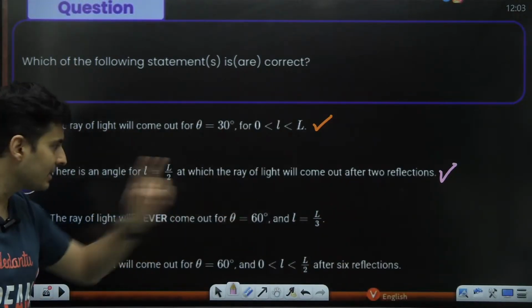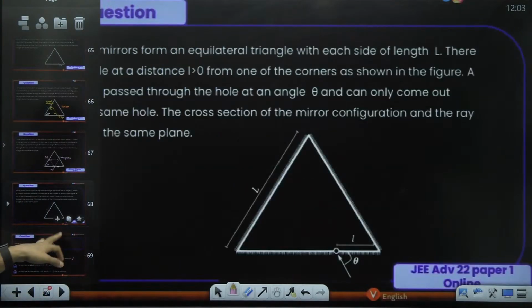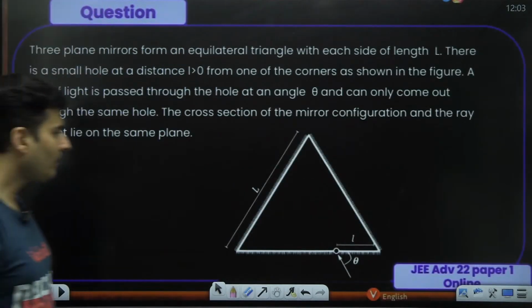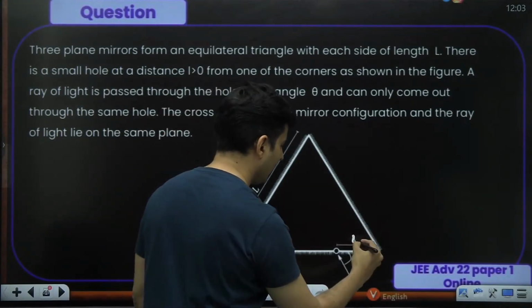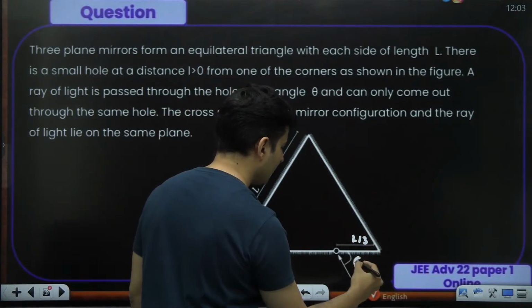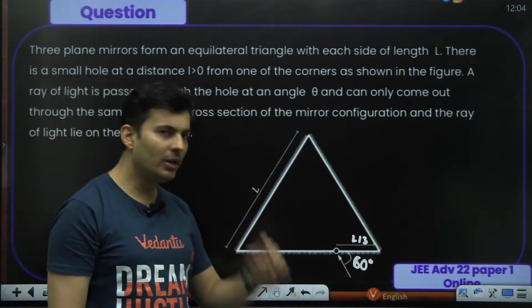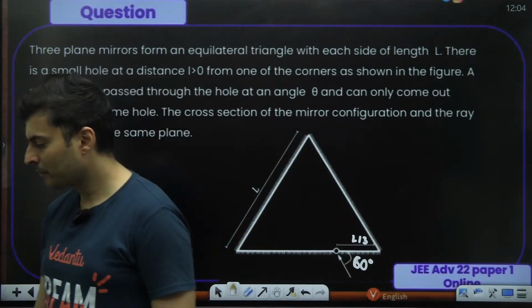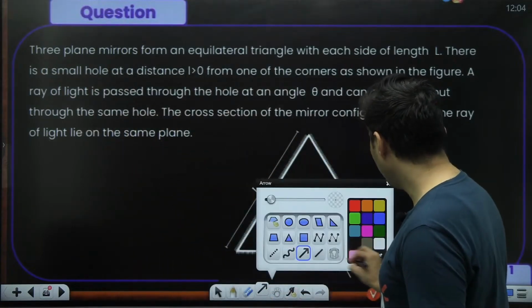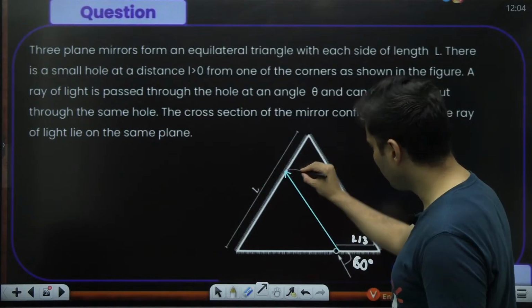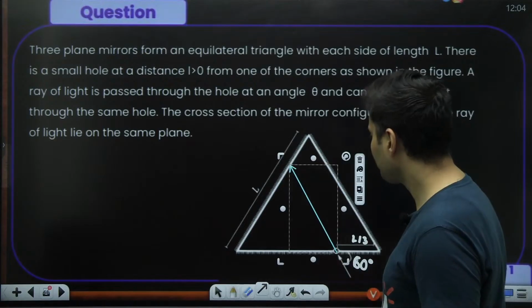What about 60 degrees and l equal to L by 3? 60 degrees and l equal to L by 3. So this is nothing but L by 3, and this is nothing but 60 degrees. Very interesting. What do you think will happen at this particular angle? Come on, think about it. When that light definitely enters somewhere, let's say like this, 60 degrees is a lot of angle. It will go like this.